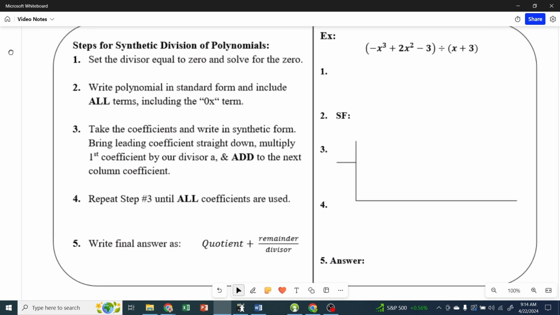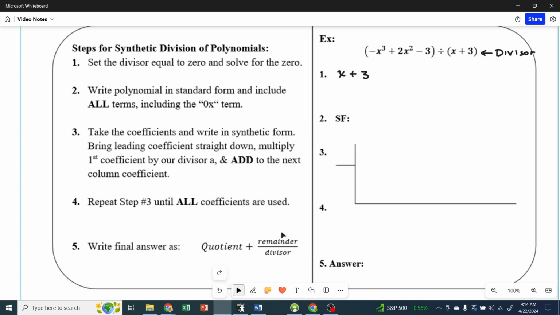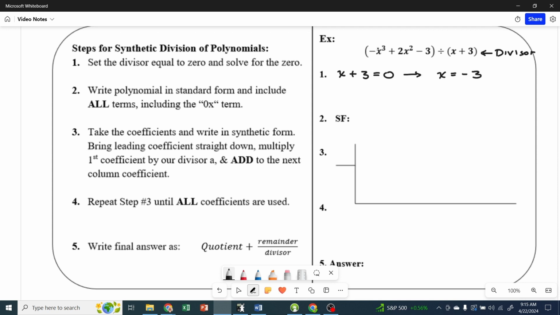All right, so the first thing you're going to do is set the divisor equal to 0 and then solve. This is the divisor right here. So we're going to say x plus 3 equals 0. So subtract 3 from each side, I end up with x is equal to negative 3.